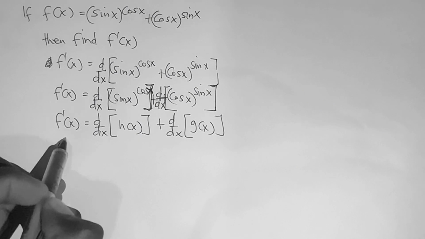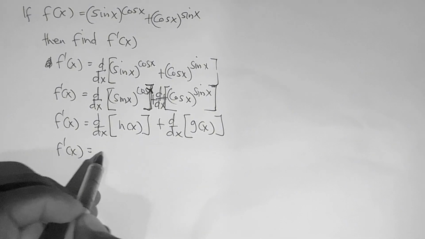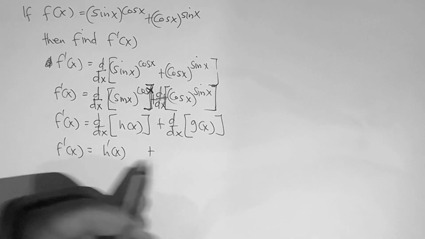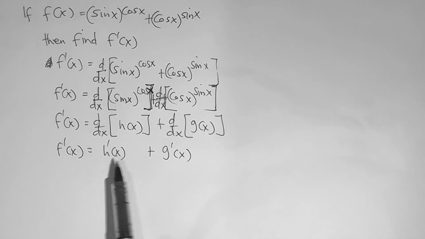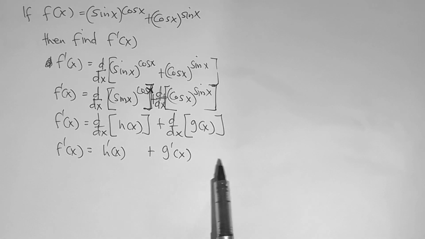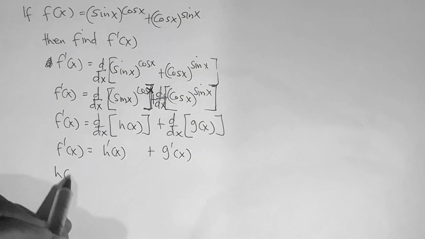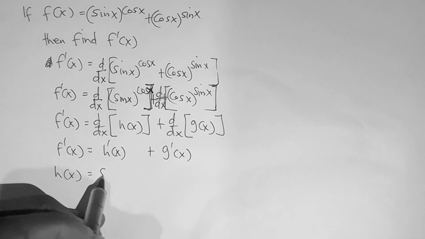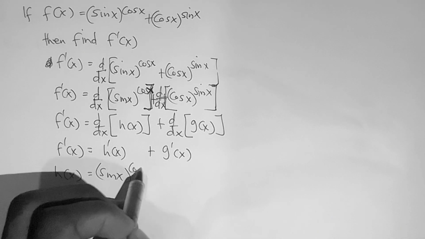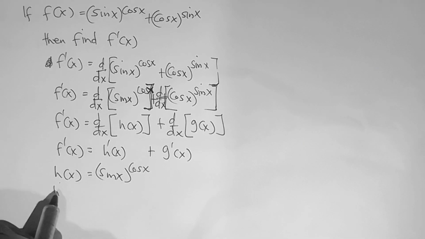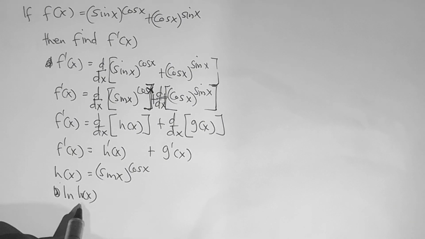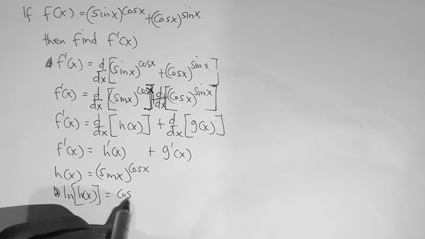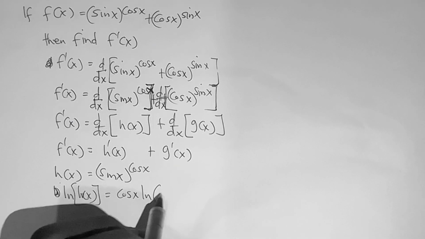So in this case, f prime of x is equal to, if you differentiate h of x, you get h prime of x, plus if you differentiate g of x, you get g prime of x. So f prime of x in this case is equal to h prime of x plus g prime of x. Now remember that we said h of x is equal to sine x exponent cos x. So in this case, let's find the natural log of h of x. This is equal to cos x, then ln sine x.